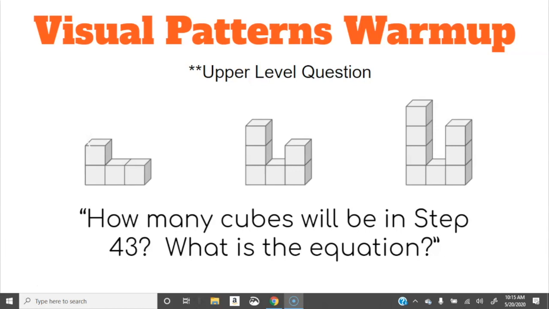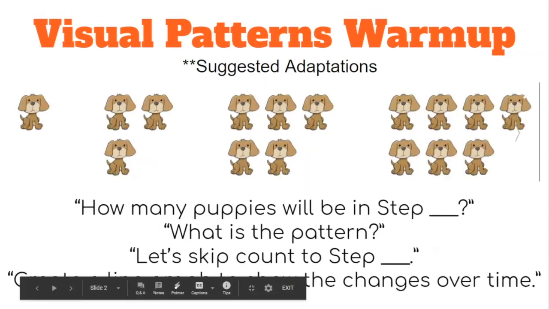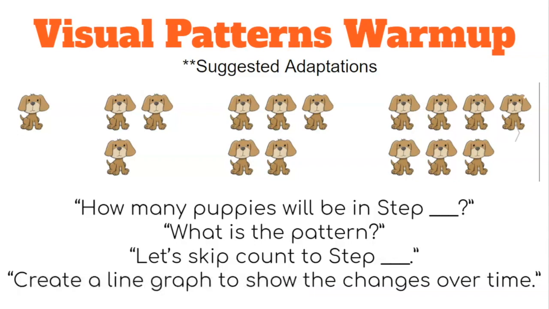Here are some other adaptations for the younger grades. Here's a new pattern. Again, I did not create this. This is just one of them that's available. Okay, so here are some suggested adaptations just for the younger grades. You could ask them things like how many puppies will be in step blank, depending on how far you want them to go. What is the pattern? Or let's skip count to step whatever. Create a line graph to show the changes over time from one step to the next step.